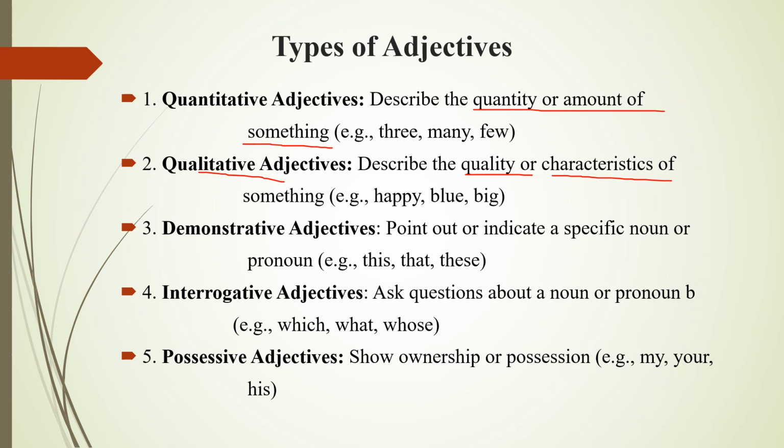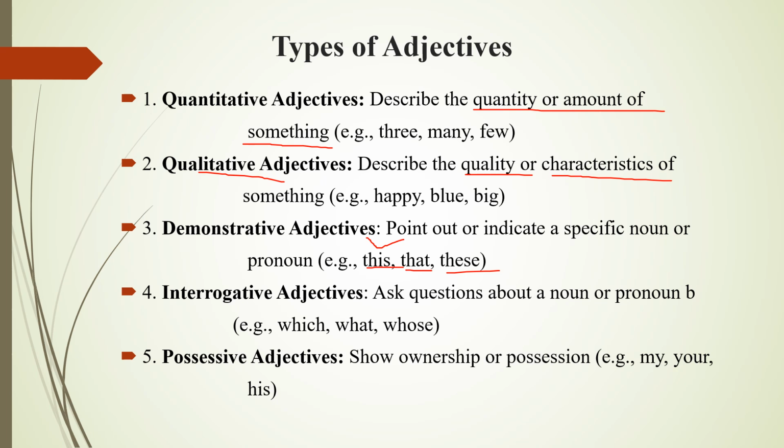Then we have demonstrative adjectives. Demonstrative adjectives point out or indicate a specific noun or pronoun. They indicate or they point out. For example, we say this, that, these are the girls whom we were looking for. This is my pen. So they indicate towards a certain noun or a pronoun.